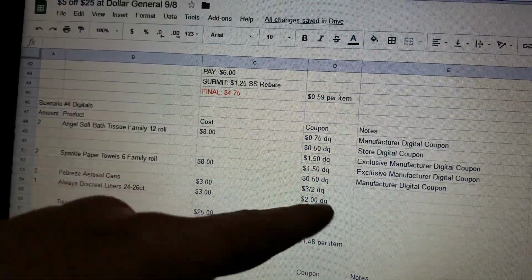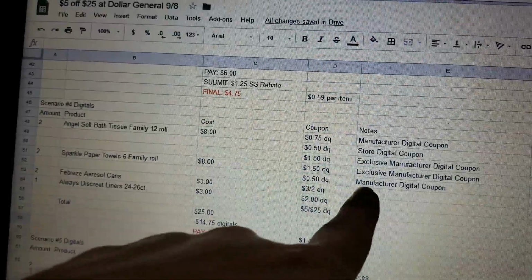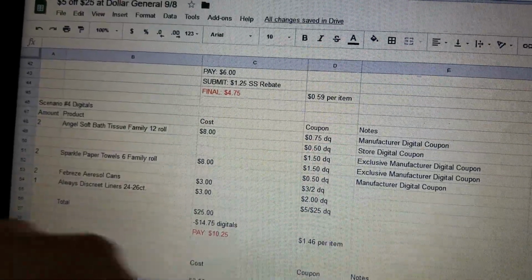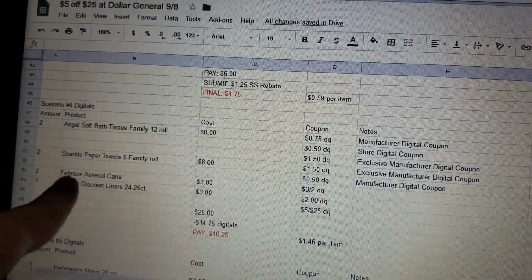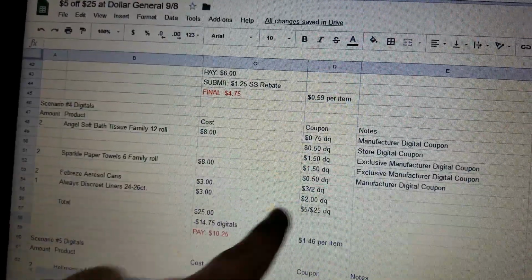Again, a lot of people actually got that. And then also there is a 50 cent regular digital coupon. That's a manufacturer digital coupon. Then you're going to grab two of the Febreze aerosol cans. They're $3 each. We have a $3 when you buy two digital coupon.